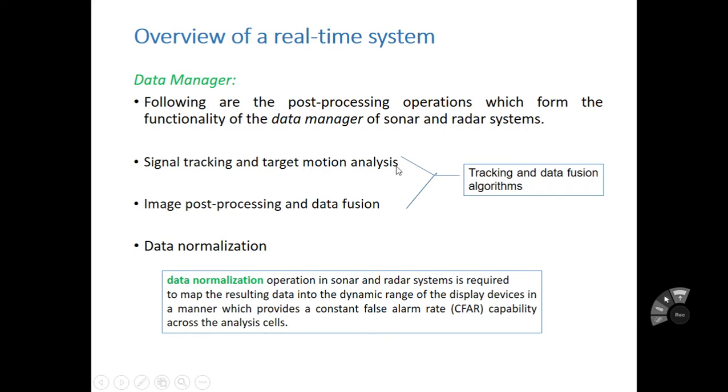So it actually employs tracking and data fusion algorithms, and then image post processing and data fusion. Finally, data normalization. This data normalization operation in sonar and radar systems is required to map the resulting data into the dynamic range of display devices in a manner which provides a constant false alarm rate capability across the analysis cells.